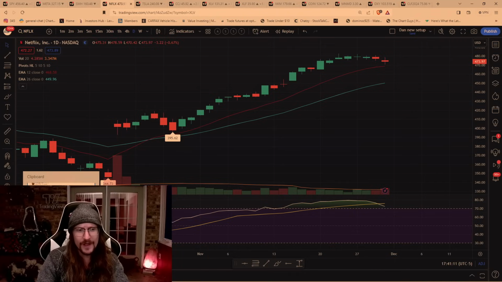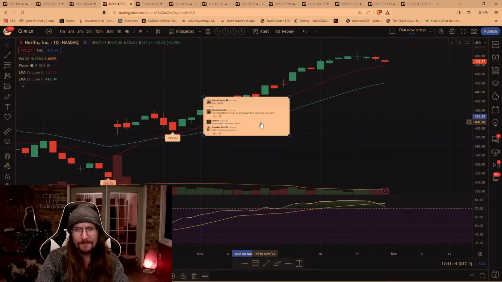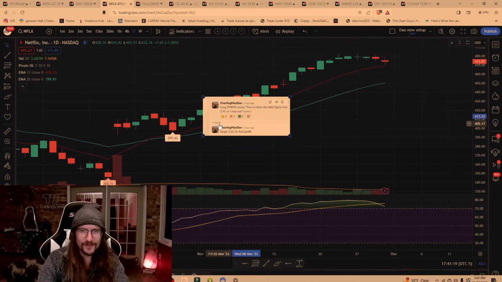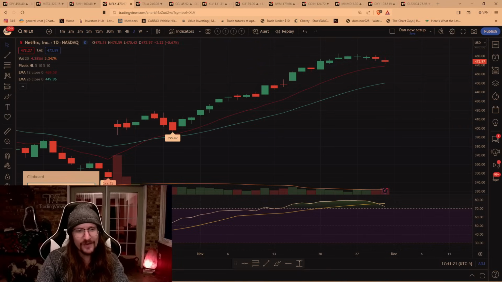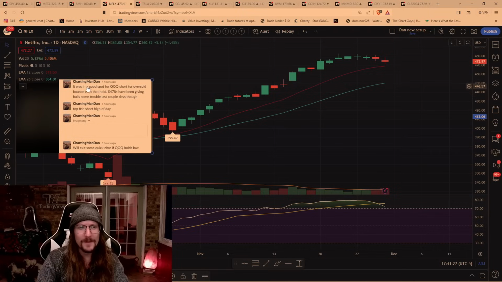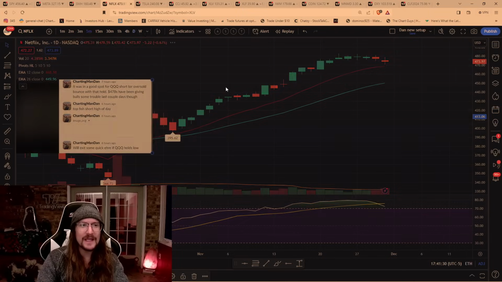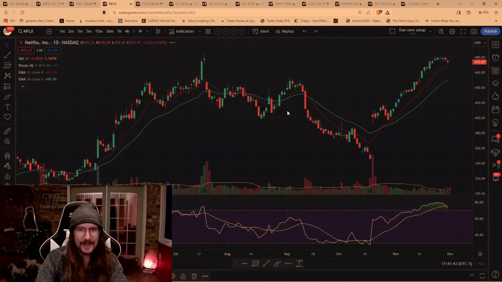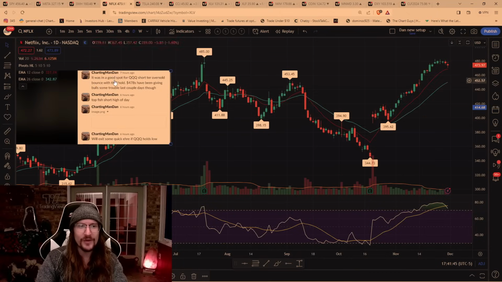And so this was the conversation for Netflix. Netflix held 475 yet again in the morning, this initial drop, 475.15, then we held 475.20, and then we got a bounce. And so as soon as that bounce took place, I said, that was a good spot for QQQ's short-term oversold bounce.